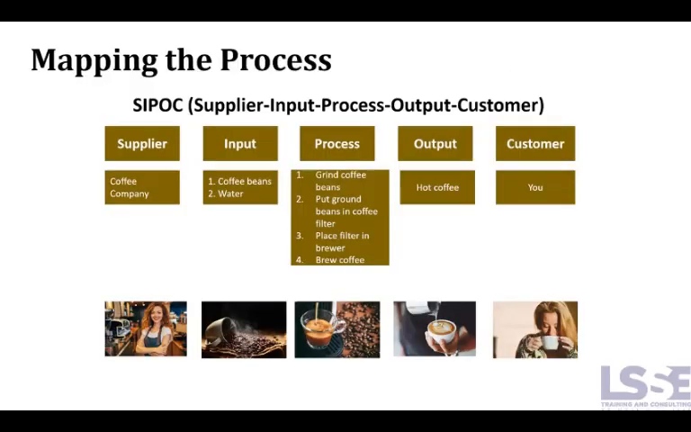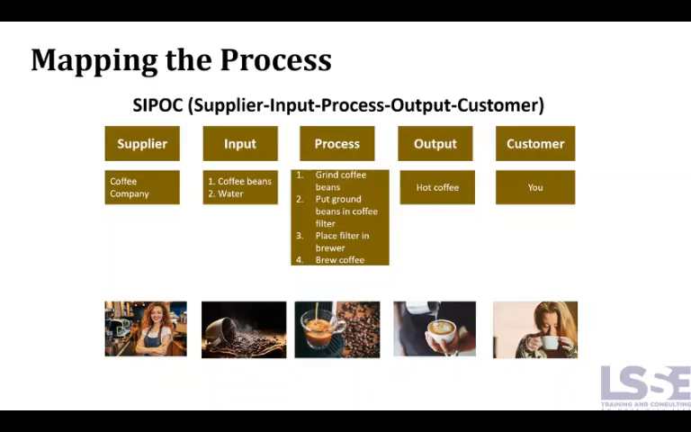Let's start with SIPOC. SIPOC stands for supplier, input, process, output, customer. It's the first map you build when starting a project because it gives you the 30,000-foot view of your process. Let's use a simple example, making coffee. Supplier, the coffee company that provides your materials. Input, coffee beans and water.